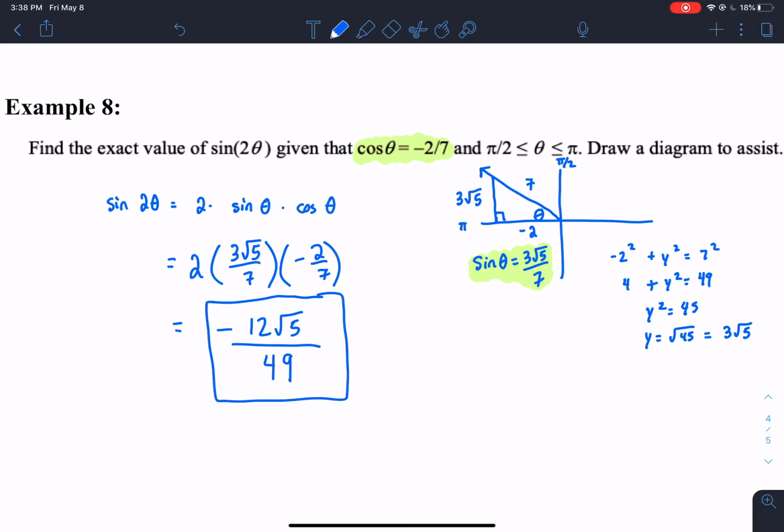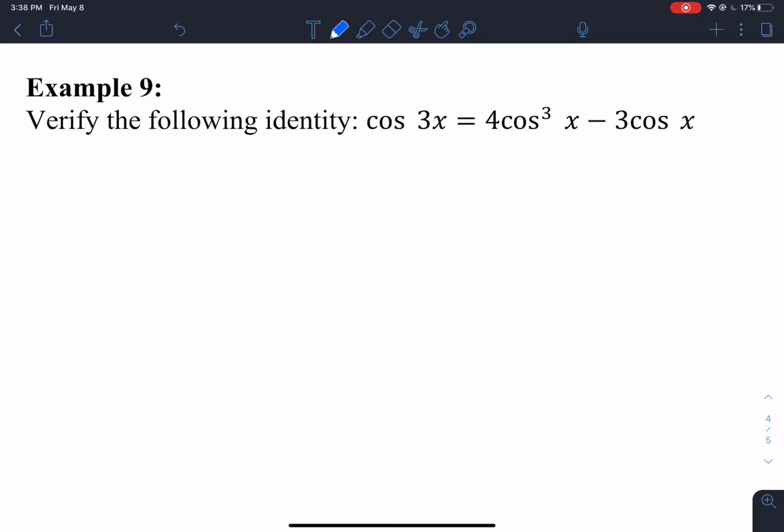Okay, and then the last one for this section, we'll be trying to verify this identity. Cosine of 3x equals 4 cosine cubed x minus 3 cosine x. Okay, so what I'm going to do is I'm going to use the left side, and the reason for that is that I can rewrite cosine of 3x. I can make that a sum, right? I can make that 2x plus x, right?